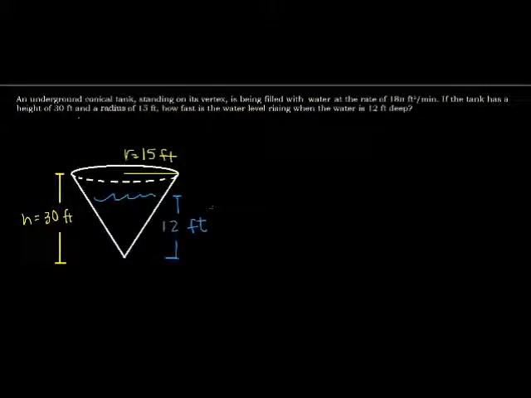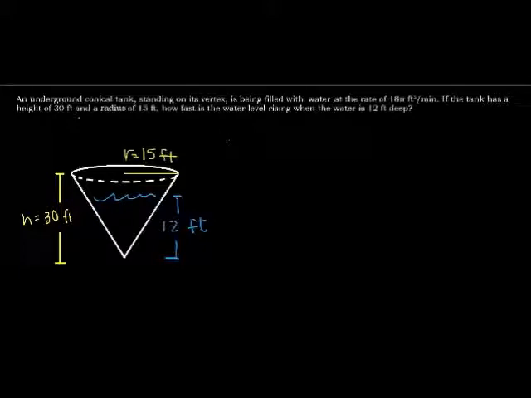So now let's try a cone problem. An underground conical tank standing on its vertex is being filled with water at a rate of 18 pi cubic feet per minute. If the tank has a height of 30 feet and a radius of 15 feet, how fast is the water level rising when the water is 12 feet deep? So here I've already drawn this cone standing on its vertex, and I've labeled it with its height, which is 30 feet, and its radius, which is 15 feet. And we're trying to find out the rate that the water rises when the water is 12 feet deep, as shown here.